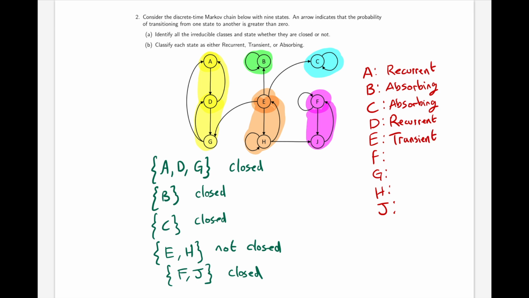F is in an irreducible class that is closed and also has J in it. This is recurrent. G is in the same irreducible class as A and D, so they are recurrent. H is in the same irreducible class as E, and so is transient. J is in the same irreducible class as F, and so is recurrent.